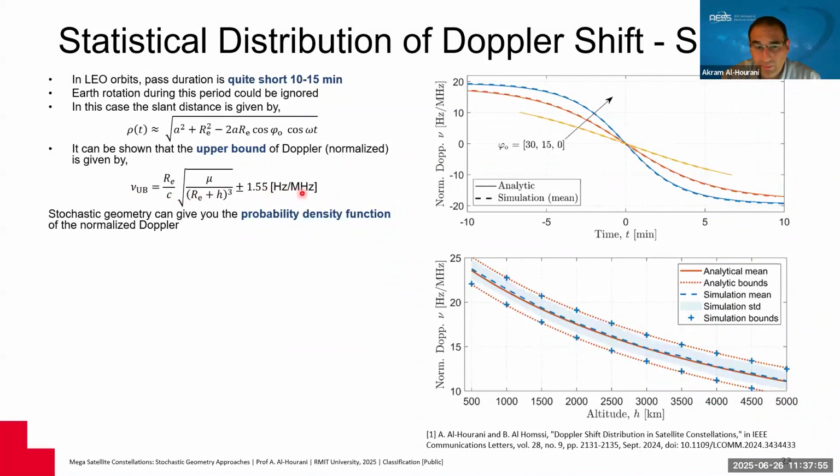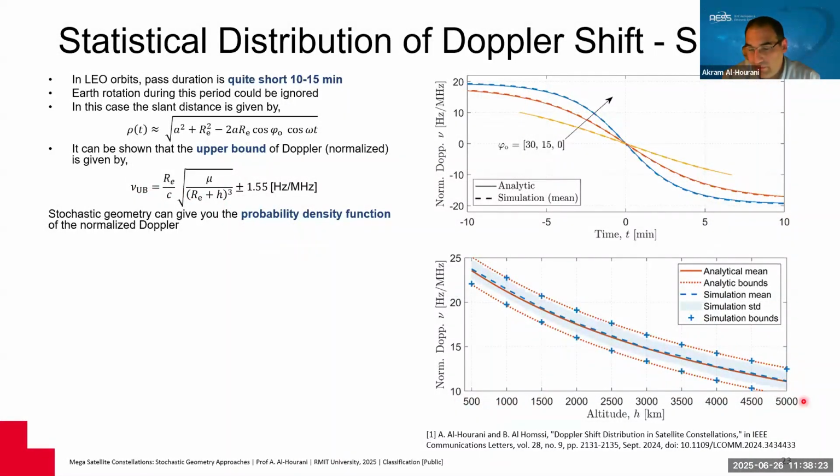This is called normalized Doppler, meaning it's hertz per megahertz. If you give me your carrier, let's say 100 megahertz, I can tell you how much the Doppler shift would be. If you look at this equation, let's look at the parameters. RE is the Earth radius. Mu is a gravitational parameter. So this is constant, constant, constant. The only variable will be the altitude. So by just knowing the altitude, I can tell you what the expected Doppler shift would be.